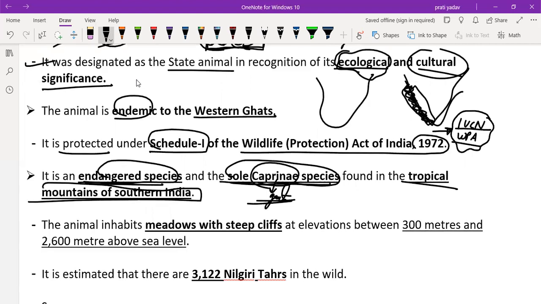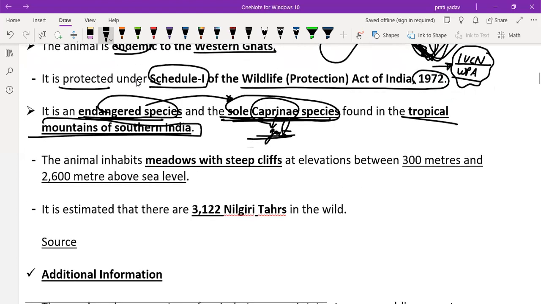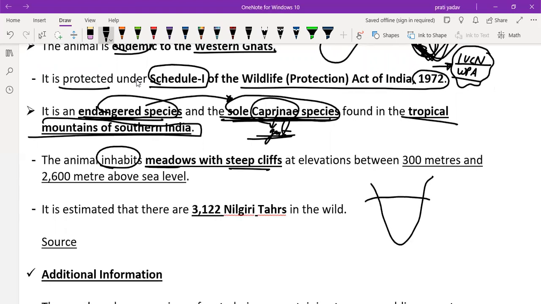Remember, southern India, tropical, in the tropical mountains of southern India, this endangered species is found and it is the sole caprine species. The animal inhabits meadows with steep cliffs. Okay, let's say this is southern India. So here tropical mountains are present. On the cliffs of this tropical mountain, these Nilgiri Thar inhabit, and on the meadows of these cliffs. The elevation of these cliffs is between 300 meters to 2,600 meters above sea level. That means these Thar are living on the cliffs of the tropical mountain in southern India and range from 300 to 2,600 meters above sea level.